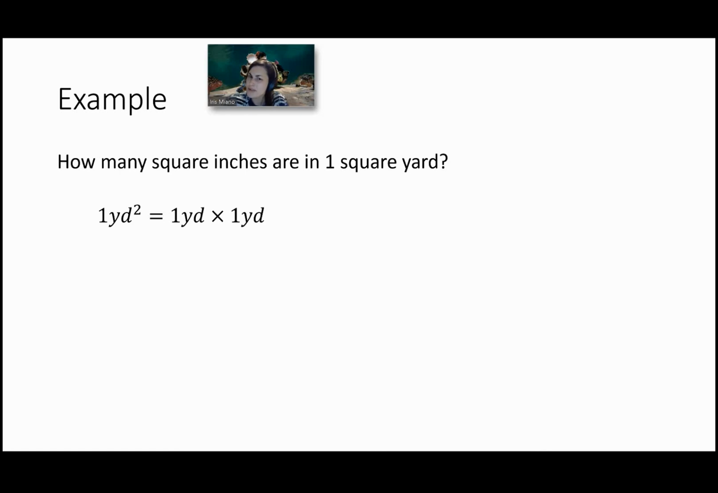Now, it might not be intuitive how many inches are in a yard, but I do know how many feet are in a yard. I know that there are 3 feet in a yard, so I'm converting each of these 1 individual yards into 3 feet and 3 feet. Okay, so now if I was trying to figure out how many square feet were in a yard, I would just multiply the 3's and get 9 square feet. But that's not what we're asking for.